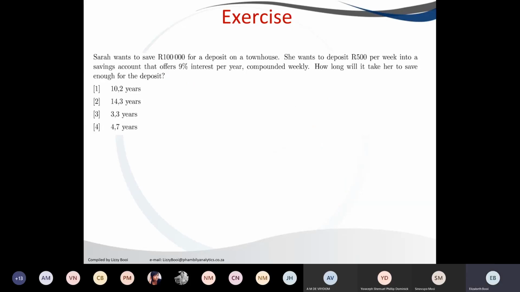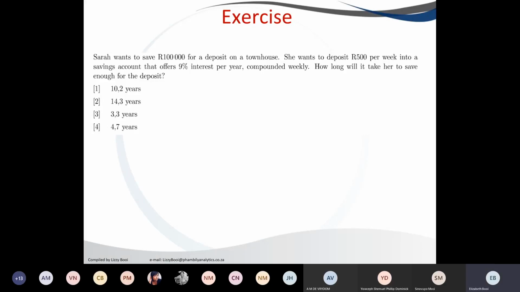Likewise, formulas are given in the exam, but the steps to use your calculators are not given in the exam. And since the formulas are given in the exam, I'm going to give you the formula as well. Sarah wants to save 100,000 for a deposit on a townhouse. She wants to deposit 500 per week into a savings account that offers 9% a year compounded weekly. How long will it take her to save enough deposit?